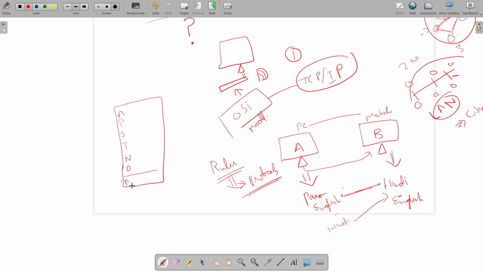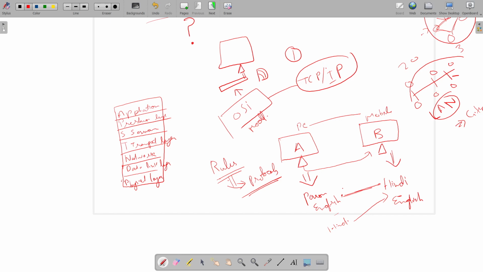Okay, so the first layer is the physical layer. The second one is the data link layer. The third one is the network layer. The fourth one is the transport layer, and there is a session layer. There is a presentation layer, and at last there is the application layer.